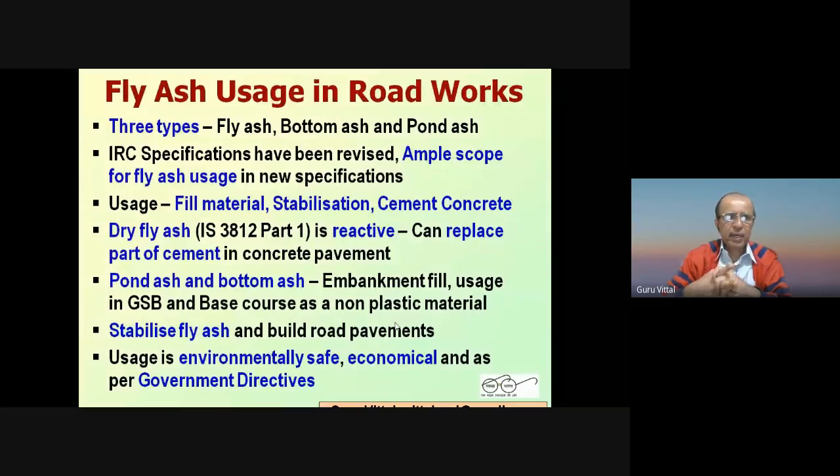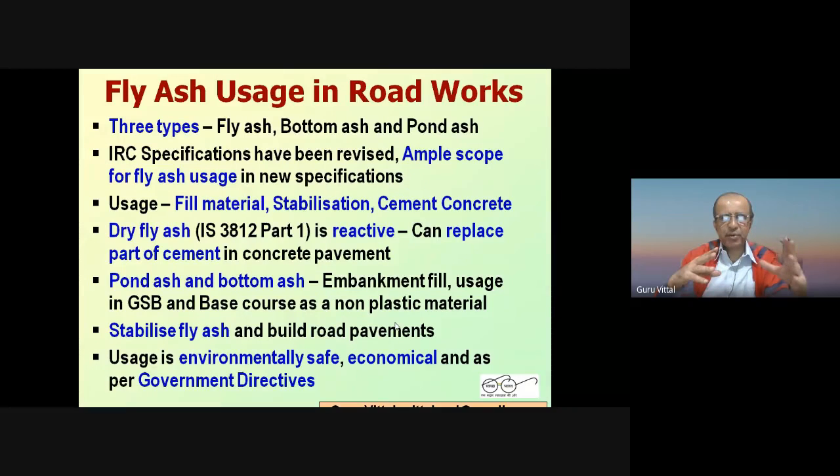Now, summing up whatever points I have told. There are three types of ashes in the thermal power plant: fly ash, bottom ash, and pond ash. The fly ash is a very fine particulate size, bottom ash is a coarser one, and pond ash is a mixture of these two.